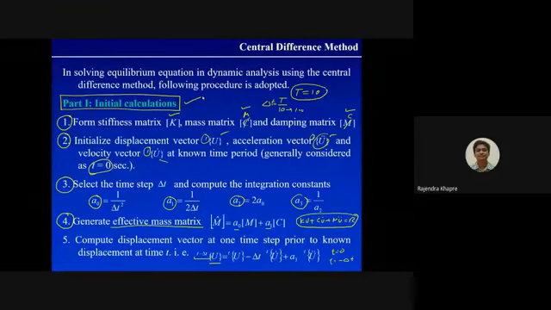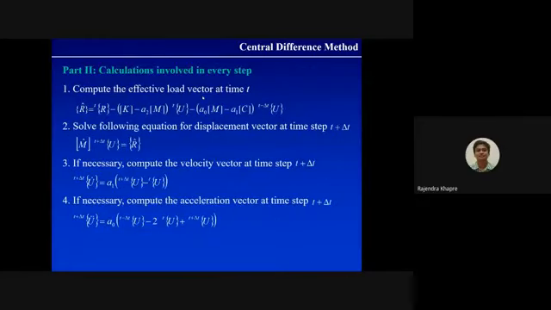Then we have to go for the stepwise calculations, which are there in the second step. Now these are the calculations for every step. Let us say I want to calculate, so we already have t is equal to 0. Now I am working on delta t. So delta t can be, let us say, 1 second for example.